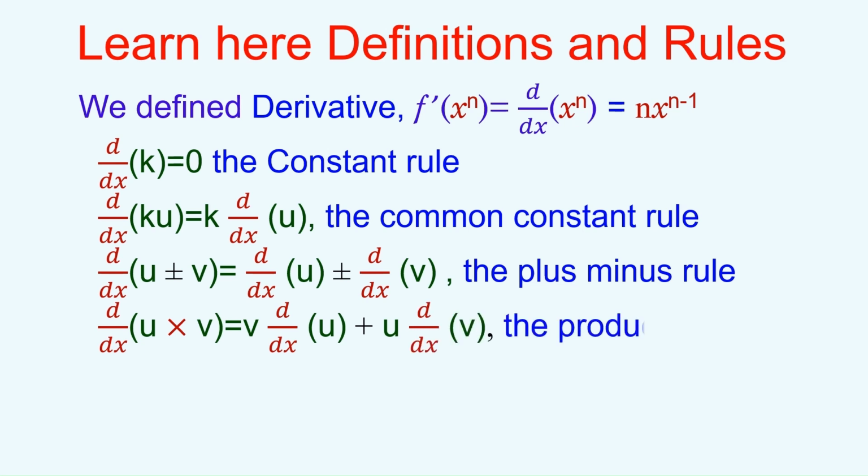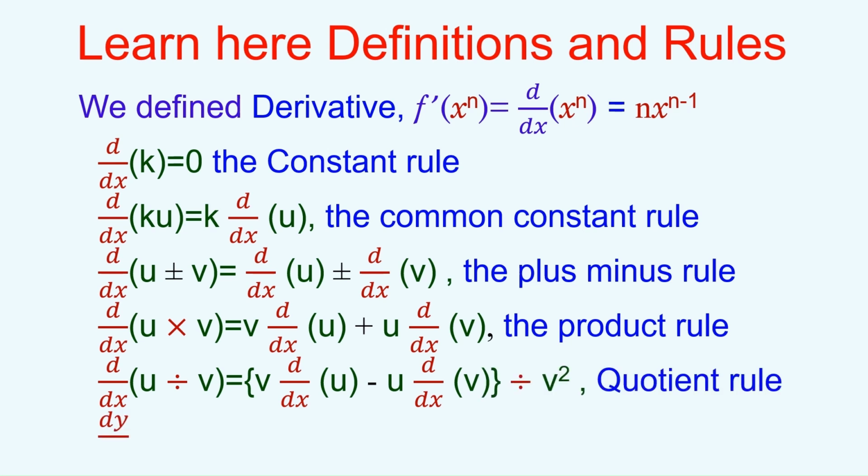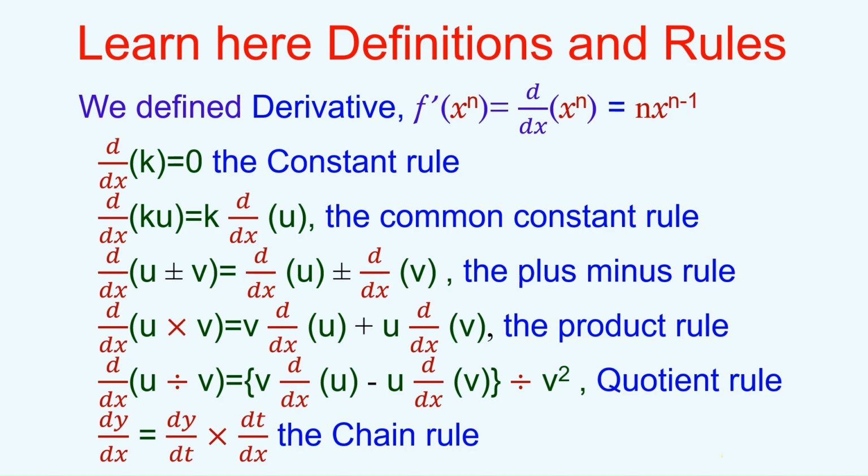d dx of u times v, the product rule. d dx of u divided by v, the quotient rule. And in the end, dy dx equals dy dt times dt dx, the chain rule.